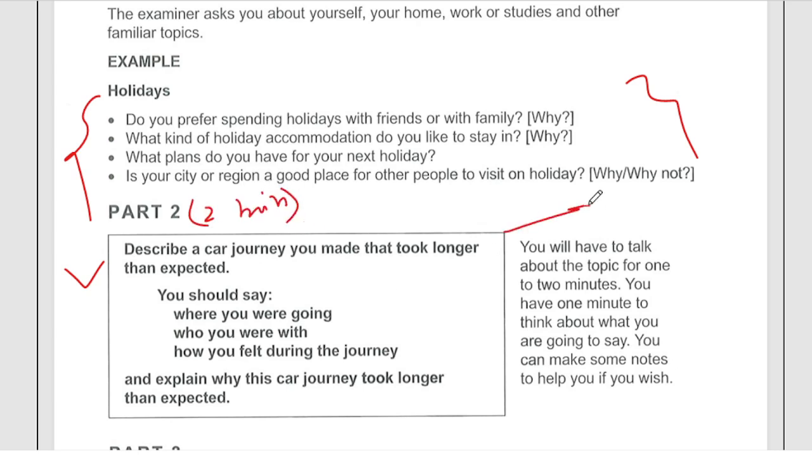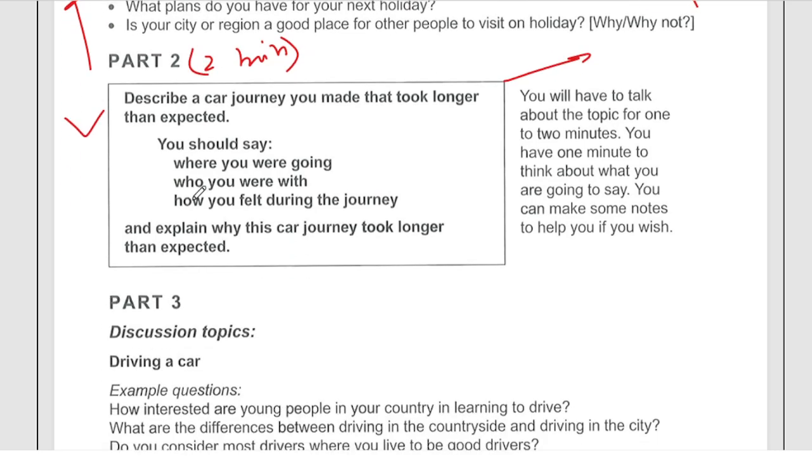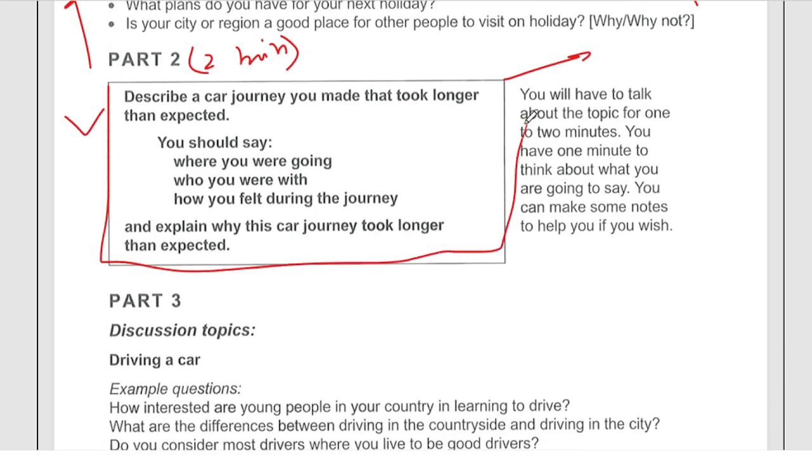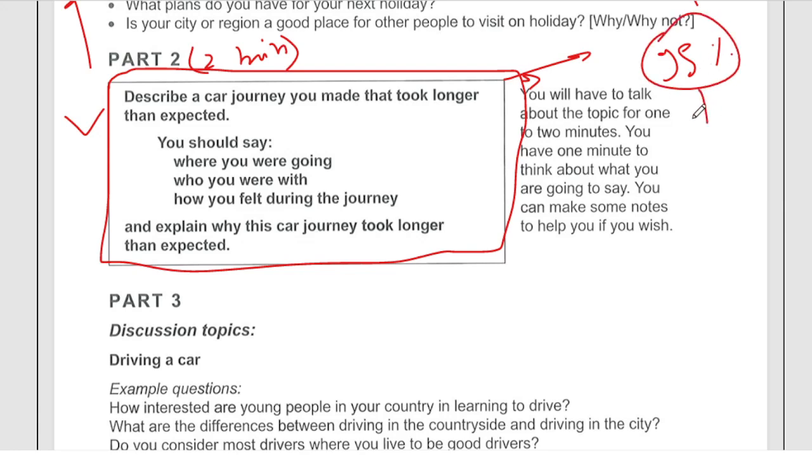They call it a cue card because it generally comes with a card. This kind of card will be given to you at the time of the exam. Nowadays, 95% of speaking tests happen through video conference. So even on video conference, the teacher will show you something on the screen, whatever you are watching now. This is the kind of card you will get.